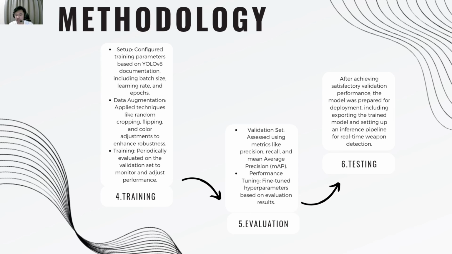And fifth is evaluation, where the validation set is assessed using metrics like precision, recall, and mean average precision (mAP). Then we have performance tuning, which is fine-tuning hyperparameters based on evaluation results. And lastly, we have testing. After achieving satisfactory validation performance, the model was prepared for deployment, including exporting the trained model and setting up an inference pipeline for real-time weapon detection.